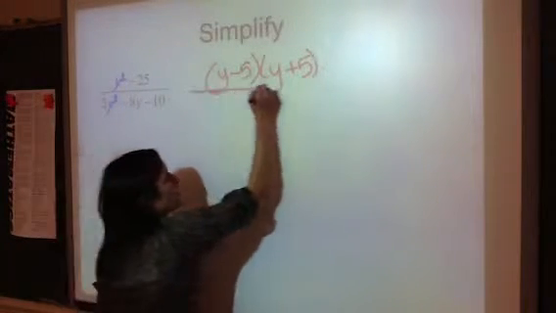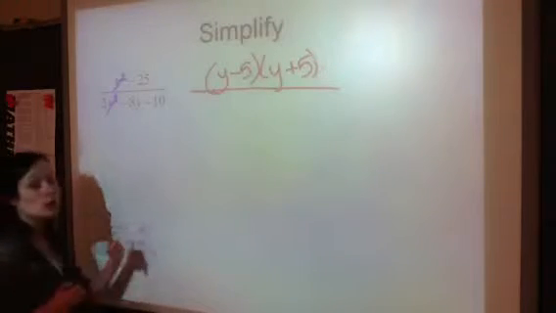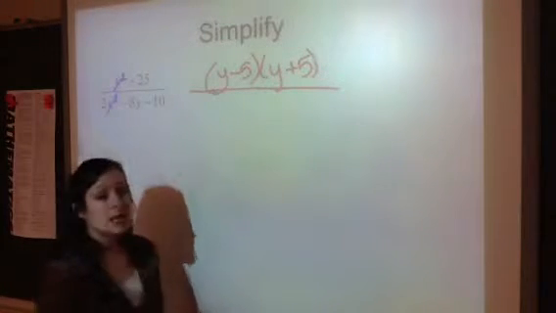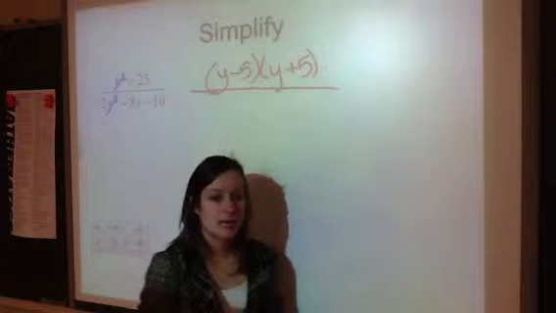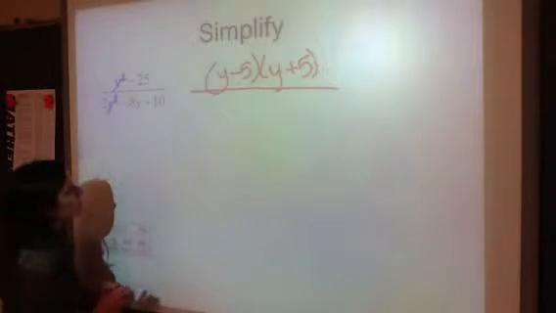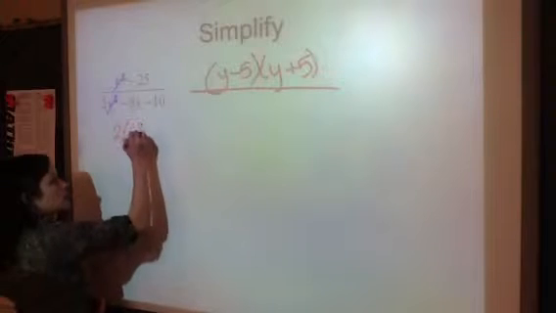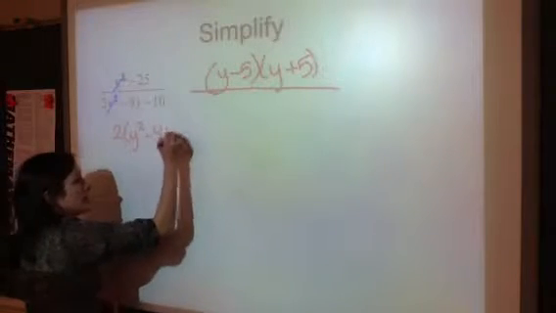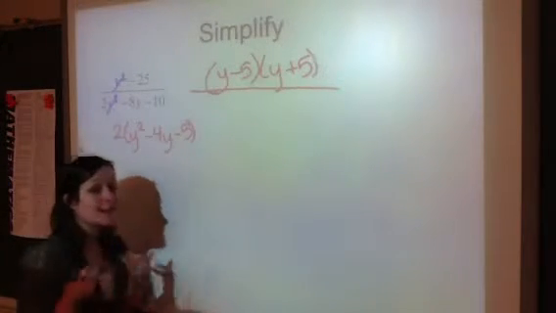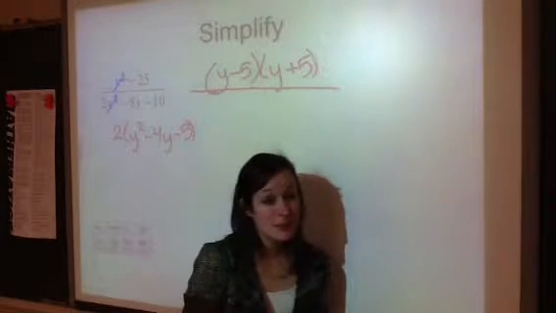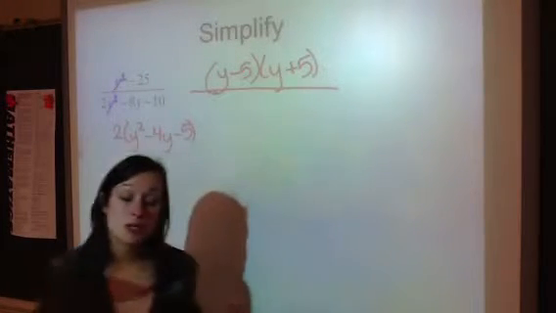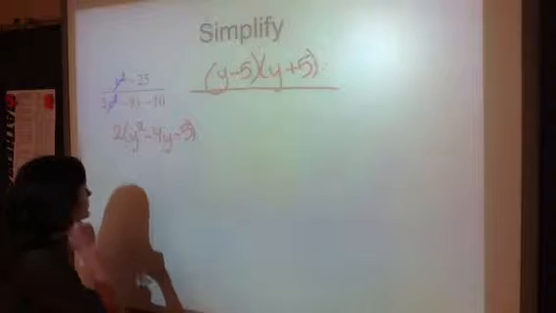See if you can factor the bottom. 2y squared minus 8y minus 10. You should pull out 2 first. So y squared minus 4y minus 5. If you did not pull out a 2 first, you might not be able to simplify in the end. So make sure you're doing your greatest common factor.